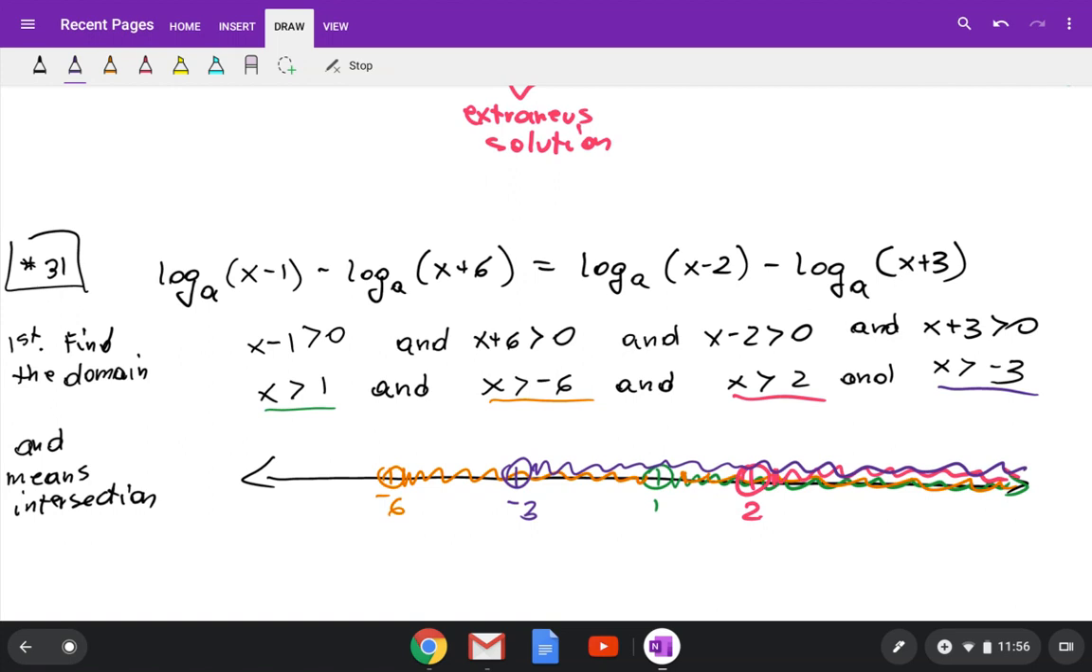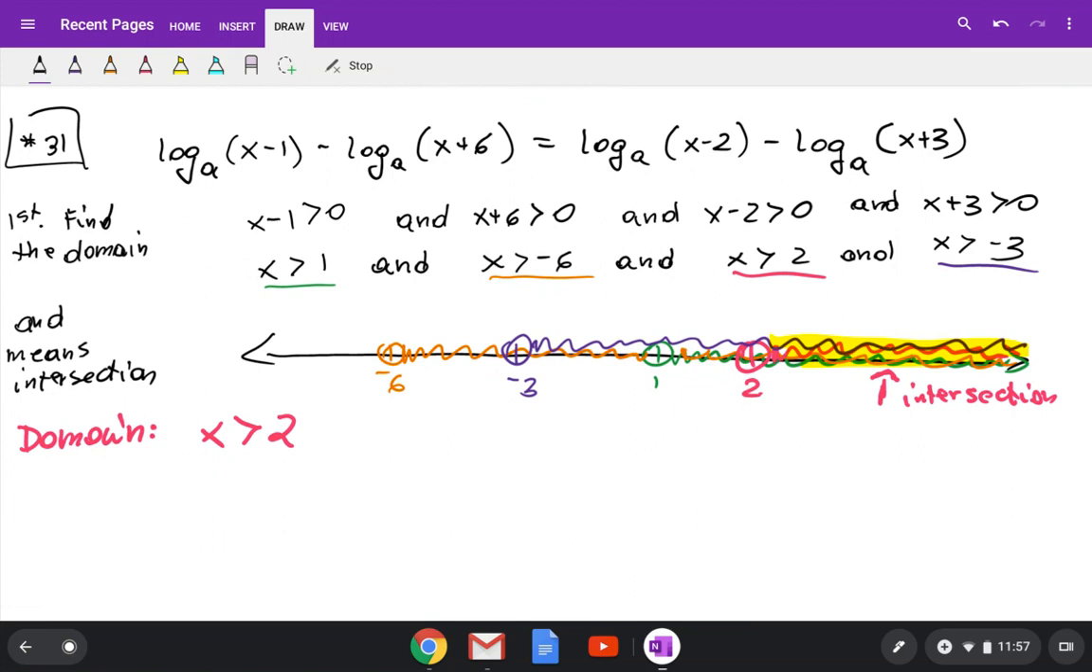So the solution is where all four colors intersect. Like you see, the intersection will be x is greater than 2. That's the solution, that's the intersection. So the domain is x greater than 2. You can leave it that way, or you can write it in interval notation. We just need to have that to figure out which solutions are fake solutions. Okay, so now we're going back.